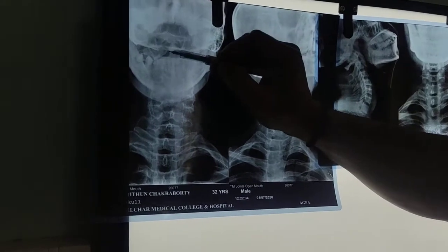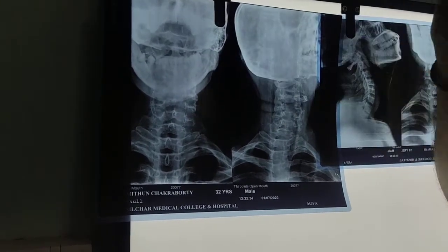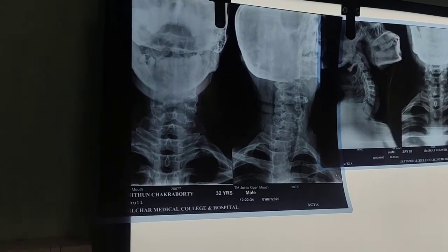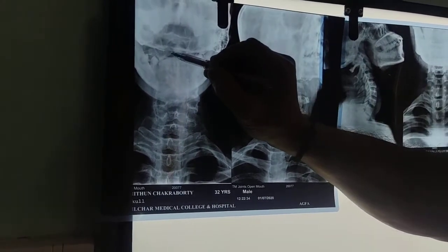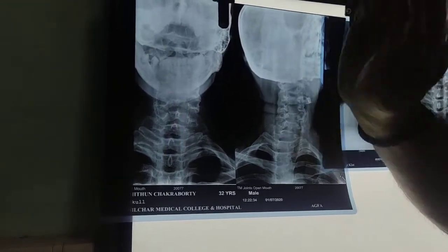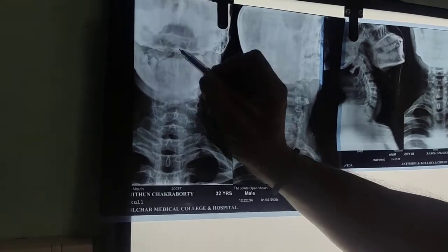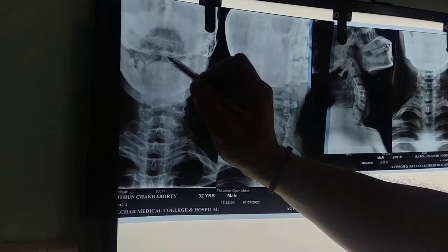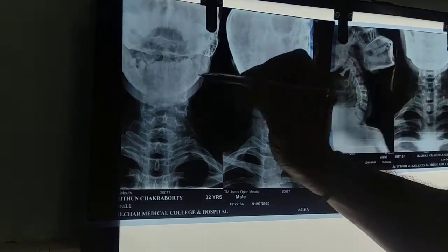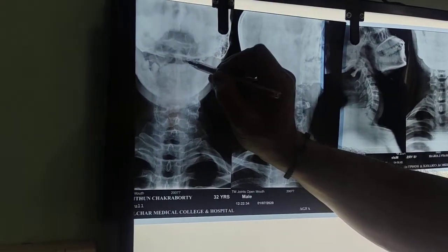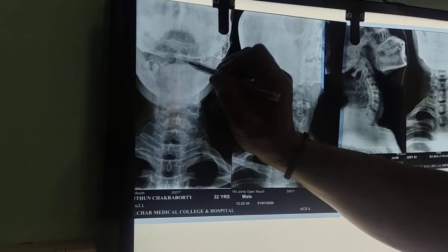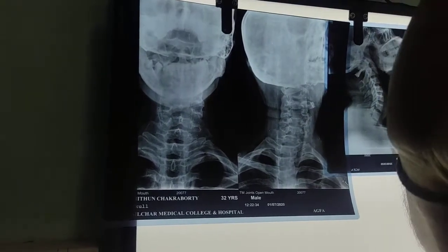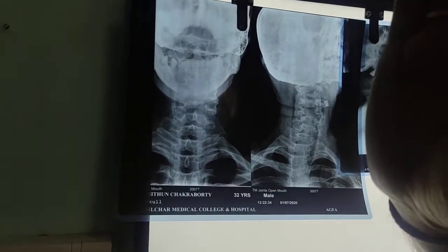One is to see the integrity of your odontoid process. Number two, the gap on both sides should be understood, that it is not shifting to this side or to this side. The uniformity of the gap between these two, as well as the gap where C1 and C2 join. Okay, sir? Understood?